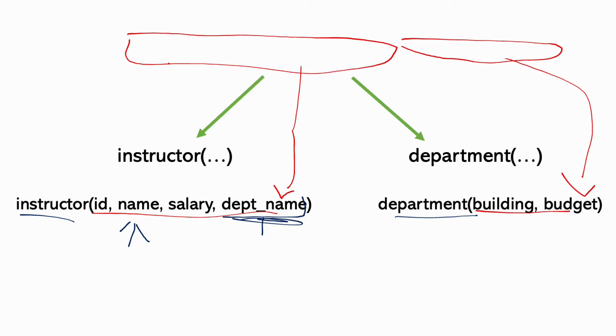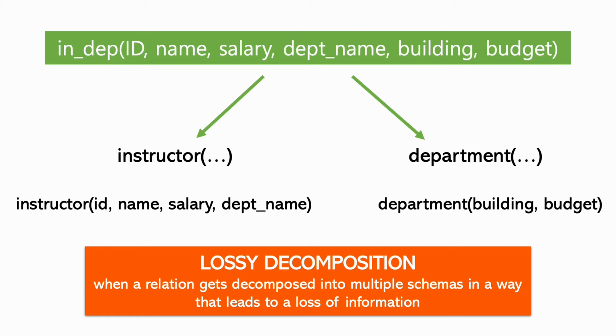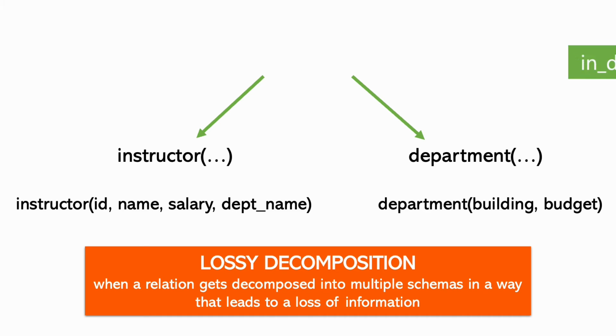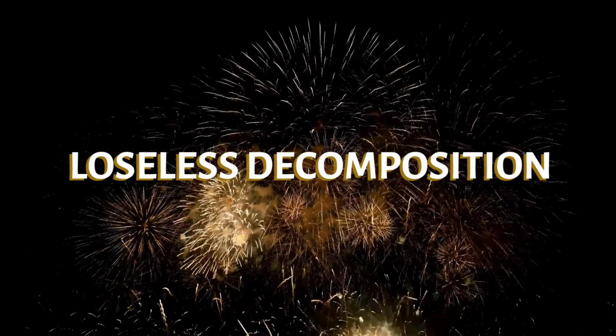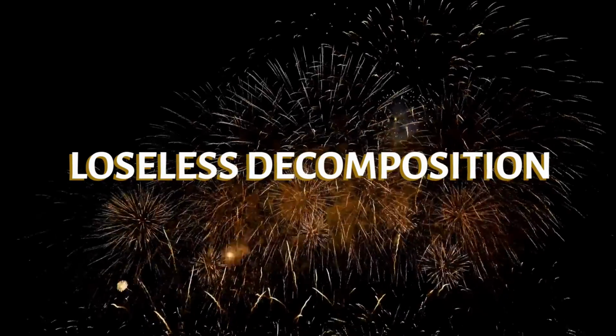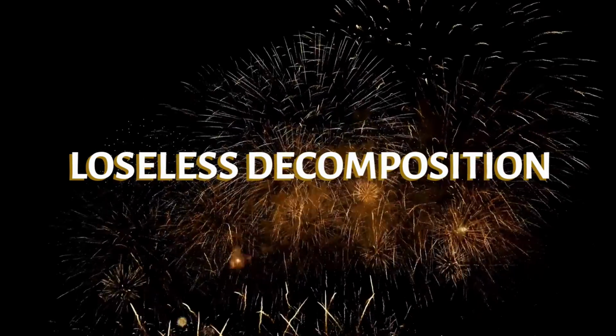By doing the decomposition this way, we're still unable to represent certain facts, like a department that exists with no instructor. By doing the decomposition this way, we end up with what is called a lossy decomposition, because it leads to us losing information. We lose all the information about what departments exist with no instructors. This clearly is, again, not what we want. What we want are lossless decompositions, a decomposition where we don't lose any information.